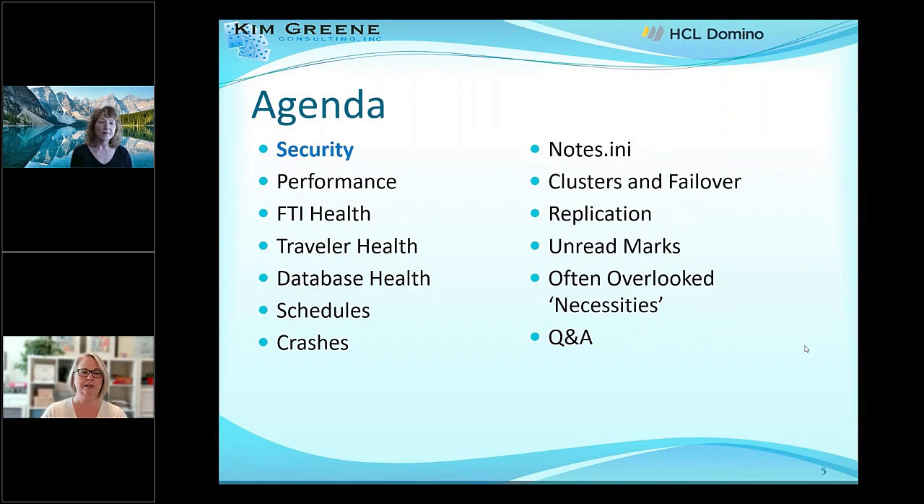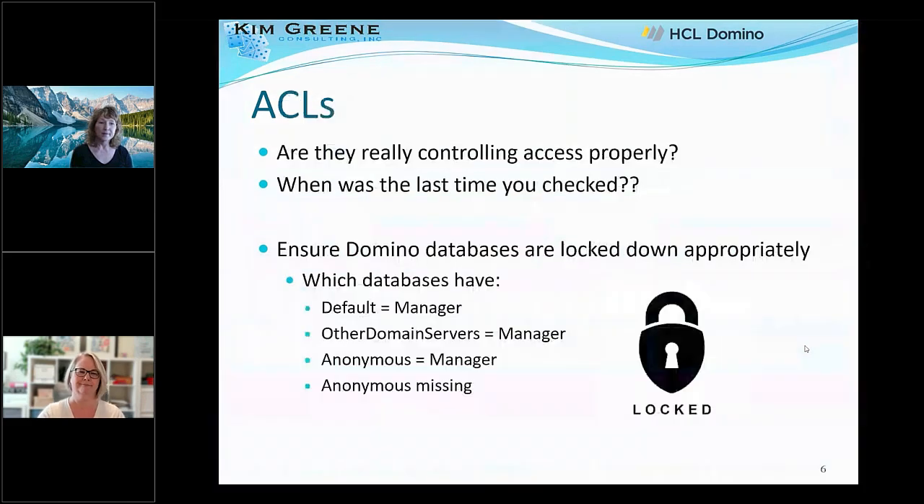So the first one, security. So your ACLs, your access control lists, are they really controlling access properly? You may think so, but when was the last time you actually checked this? And to ensure Domino databases are locked down appropriately, you're going to want to see which databases have things like default set to manager access, other domain servers manager access, anonymous manager access, and is the anonymous entry completely missing from the ACL?